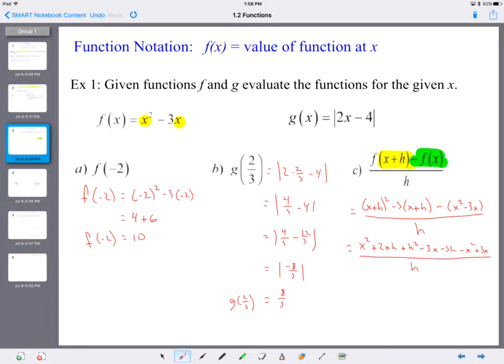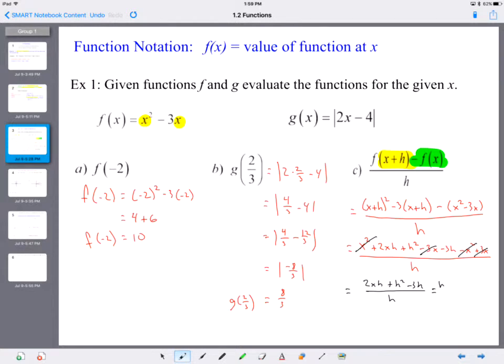all over h. And when you look at this stuff, you're going to start seeing some things cancel out, and then we'll simplify. So we got x squared and negative x squared. We also have negative 3x and plus 3x. So what's left, looks like we have 2xh plus h squared minus 3h, so we can't combine anything. And so at this point, some of you might feel like we're done. We've simplified as much as we can, but we can actually go one more step.